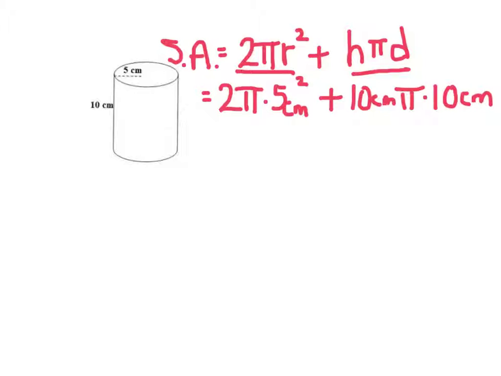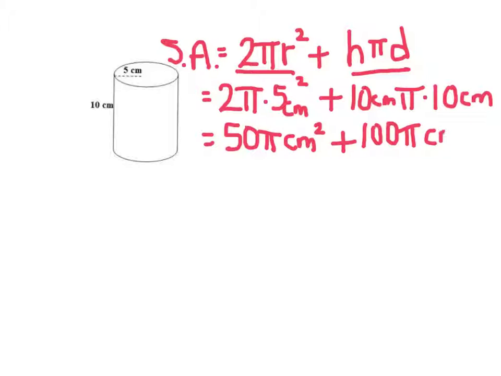Okay? Now let's do our order of operations and combine things together. So here I would go 5 squared first, which is 25, and I'll times that by 2. So that's going to equal 50 times pi centimeters squared. And again, I'm just leaving pi alone to the very end. Over on the next part, I have 10 times 10. I'll go ahead and do that. That's 100. I still have the pi, and it's going to be centimeters squared.